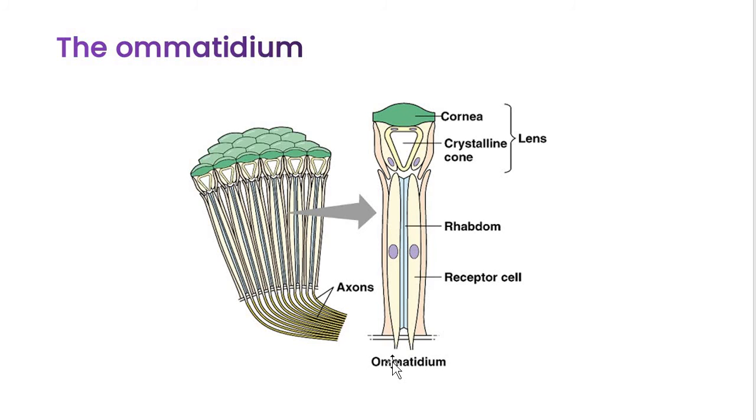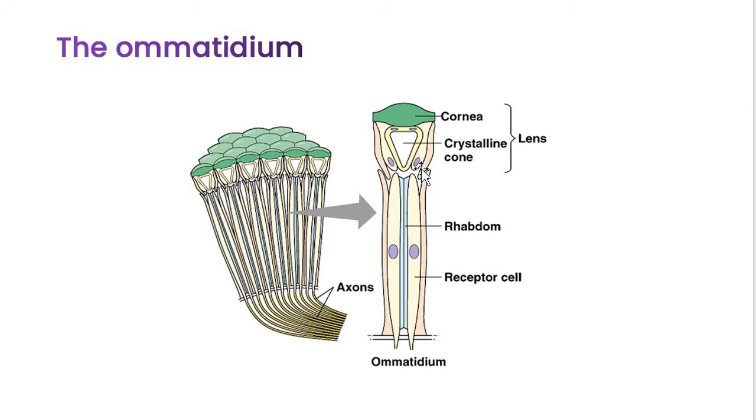Now the optical apparatus is composed of a circular lens and cone, right? So here you can see the optic apparatus, which includes what? The circular cone, or the lens.